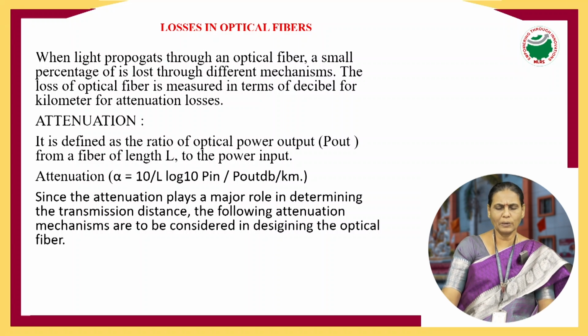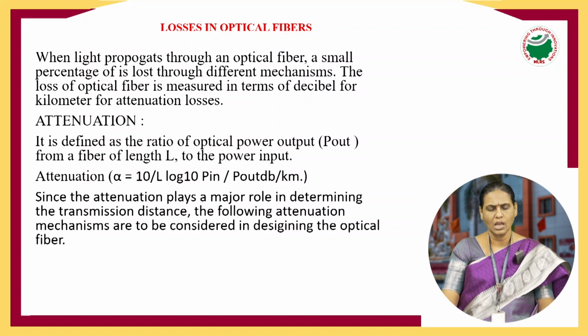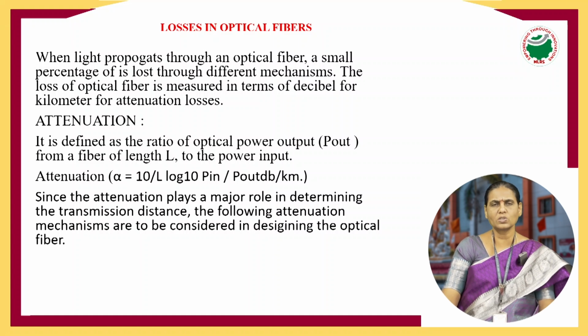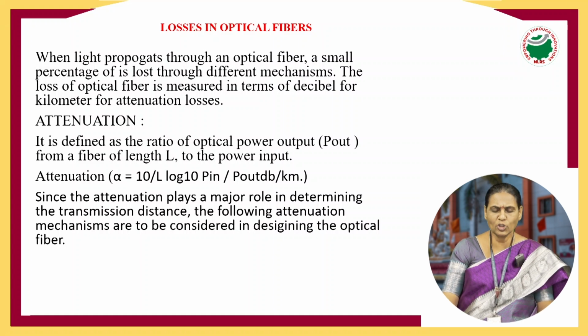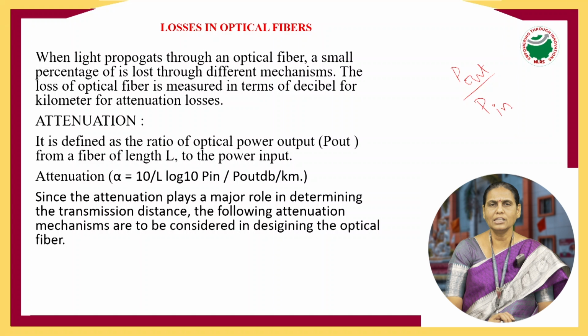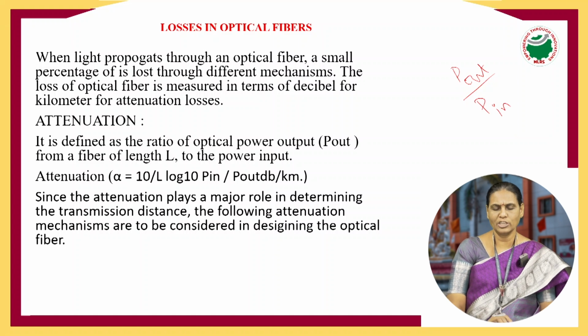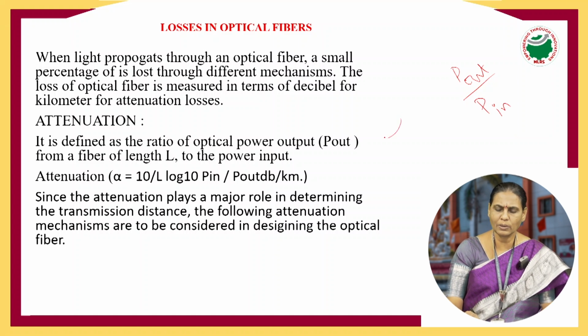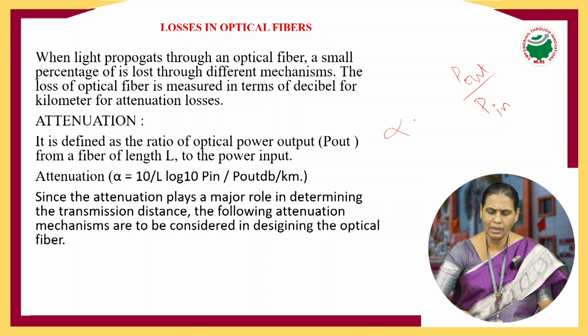Again, this loss in optical fibers is explained in terms of the attenuation process. Now, what is this attenuation process? It is nothing but the ratio of optical power output to the optical power input, P out by P in. How much power is produced compared to how much power you are giving, that is defined as the attenuation. And this attenuation is explained by using the letter alpha.